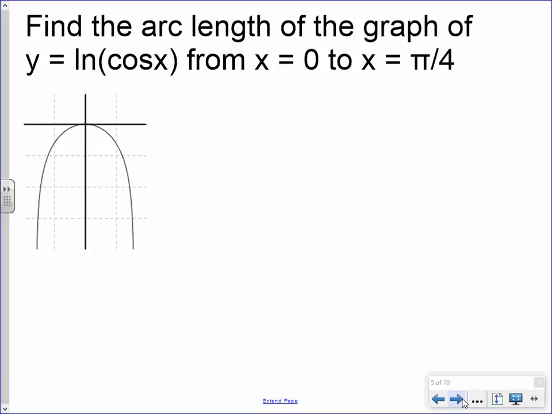Okay, so we have the natural log of the cosine from 0 to pi over 4. First thing you need to do before we find arc length is find the derivative.